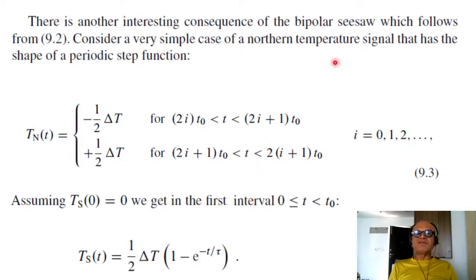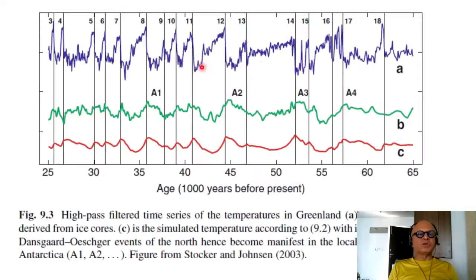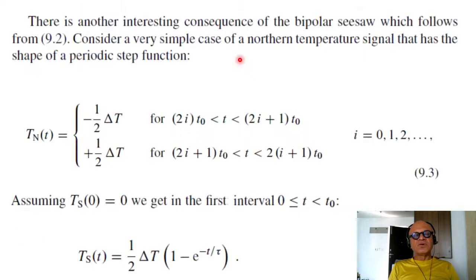Consider a very simple case of a northern hemisphere temperature signal that has the shape of a periodic step function. So let's say the northern hemisphere is doing the abrupt jumps as we see here. So we can write it as a function T_N(t), temperature change over Greenland in time, as minus half delta T for some range of time periods, 2I times t0 less than t less than (2I plus 1) times t0, and then it jumps to plus half delta T for (2I plus 1) t0 less than t less than 2(I plus 1) t0.